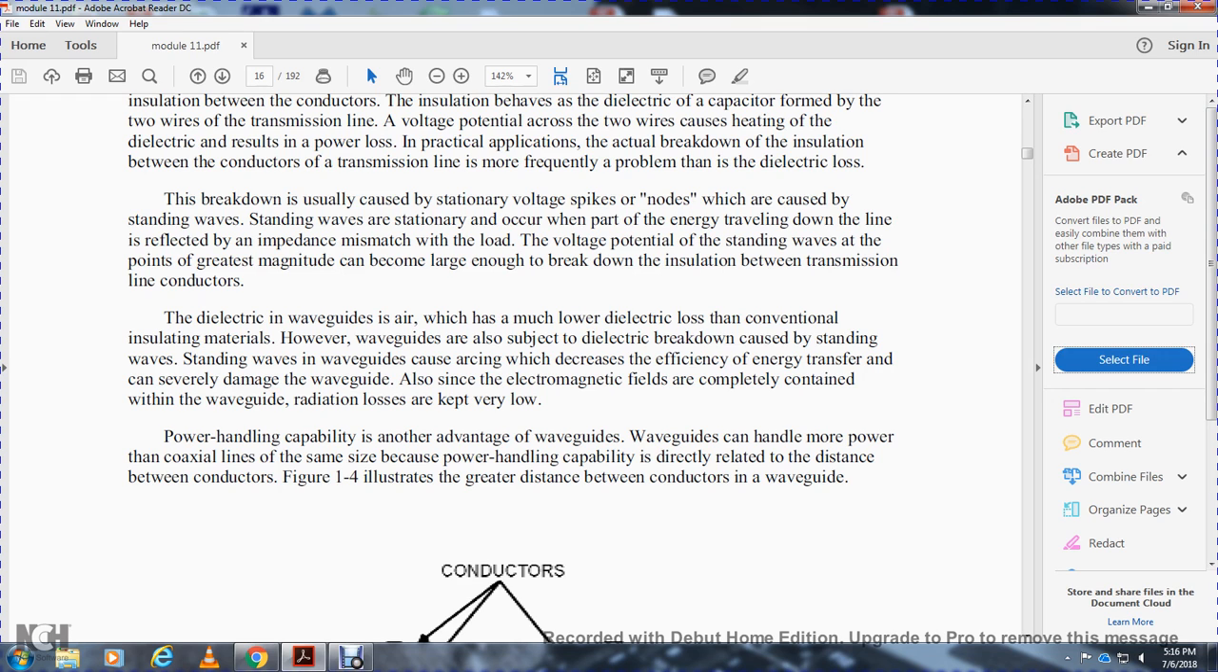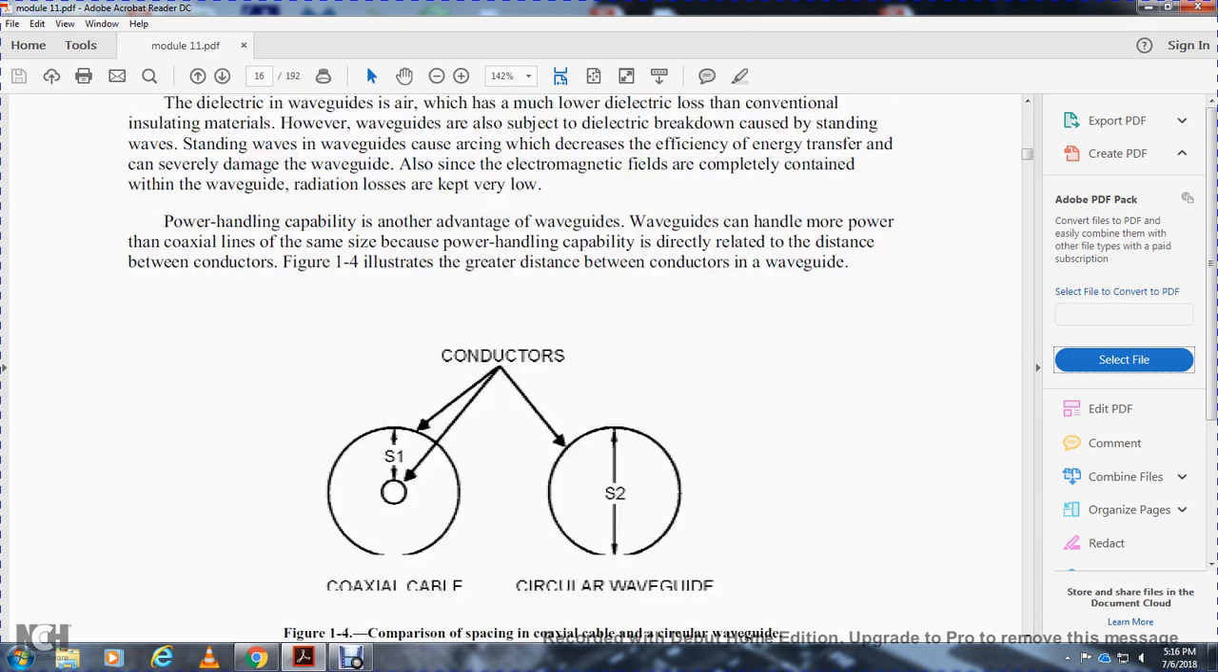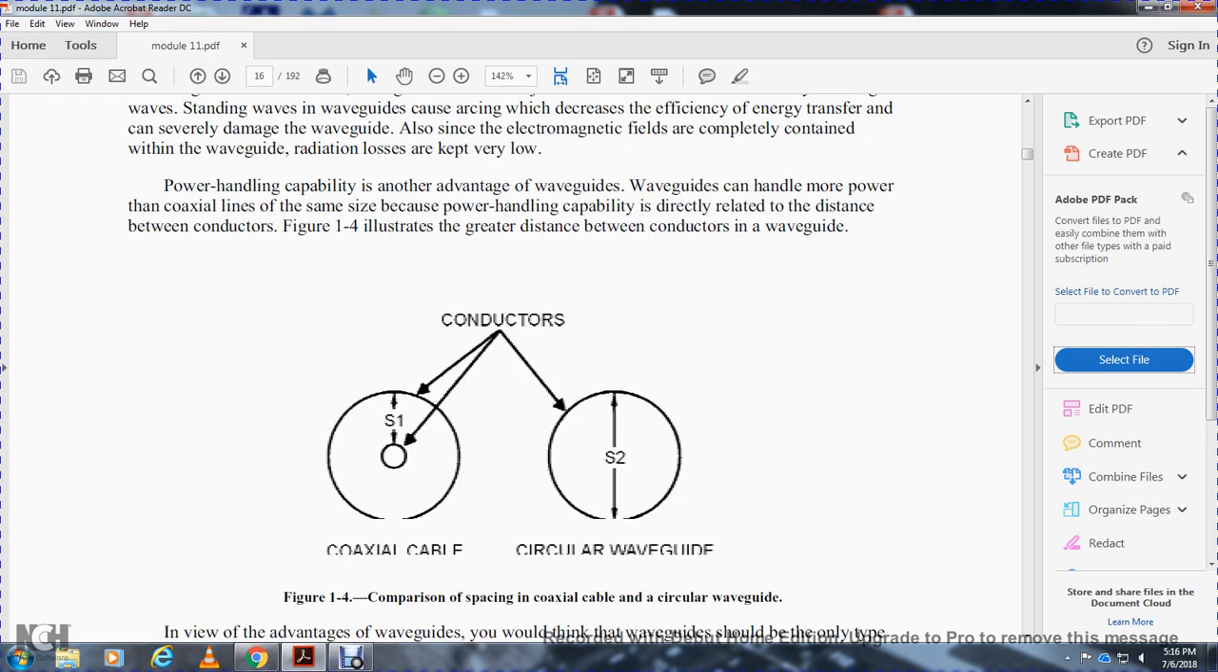Power handling capability is another advantage of the waveguide. Waveguides can handle more power than a coaxial line of the same size because the power handling capability is directly related to the distance between the conductors. Figure 1-4 illustrates the greater distance between the conductors in a waveguide. You have S1 and S2 spacing between the conductors in a coaxial cable and a circular waveguide.